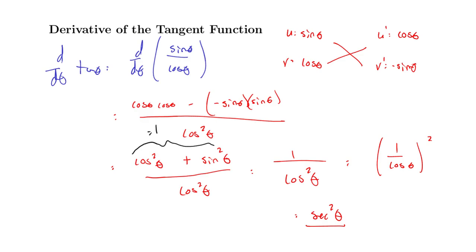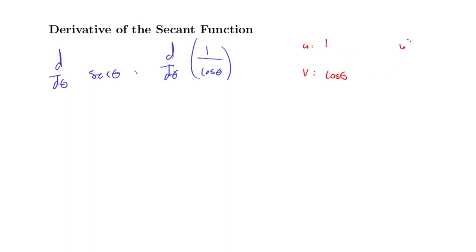Go ahead and do the same thing for the secant function. Write out the fraction, set up the quotient rule, and go from there. While you're thinking about that, I'll just write out the preliminary parts. This is the derivative of secant theta, but remember we said that secant theta was actually 1 over cosine theta. And so u is our numerator, v is our denominator. U prime then is 0, because 1 is a constant, and v prime is negative sine theta.